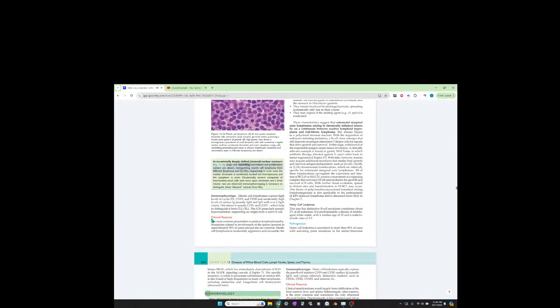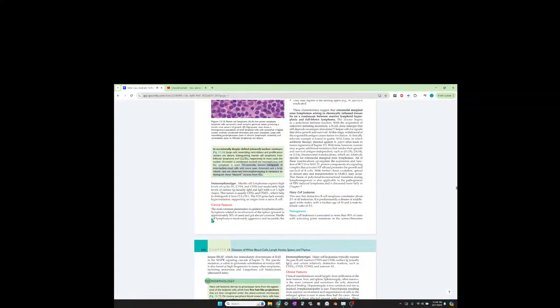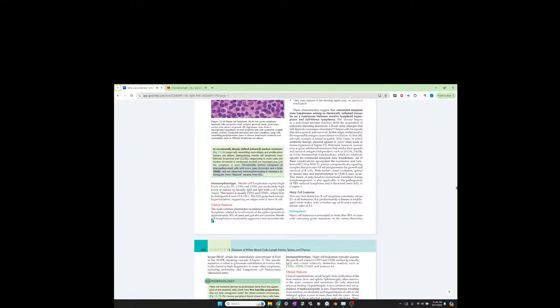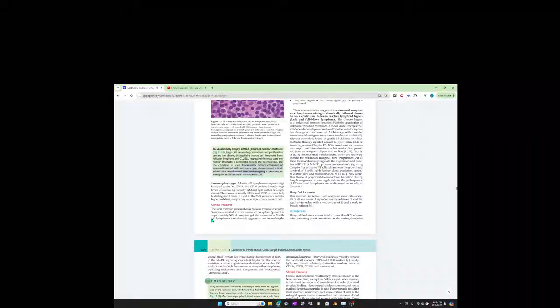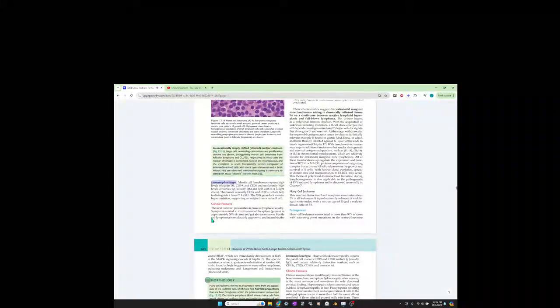Large cells resembling centroblasts and proliferation centers are absent, distinguishing mantle cell lymphoma from follicular lymphoma and CLL/SLL, respectively. In most cases, the nuclear chromatin is condensed. Nucleoli are inconspicuous, and the cytoplasm is scant. Occasionally, tumors composed of intermediate-sized cells with more open chromatin and a brisk mitotic rate are observed. Immunophenotyping is necessary to distinguish these blastoid variants from ALL.